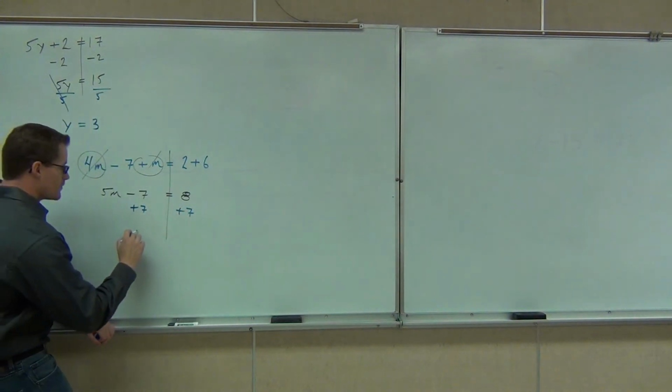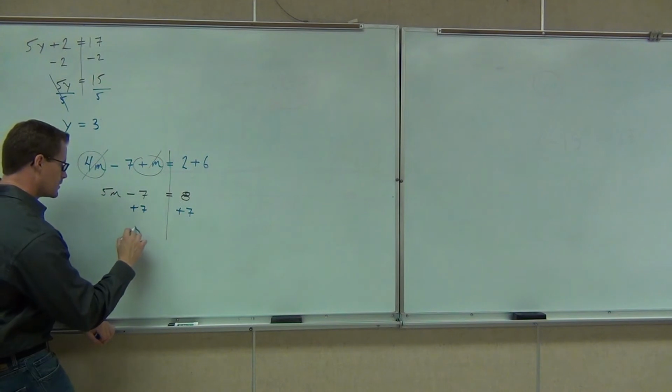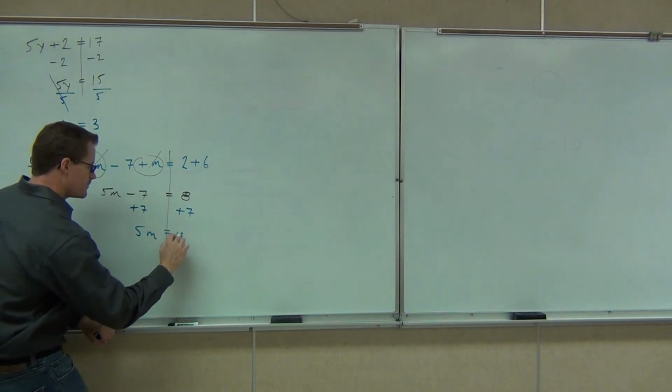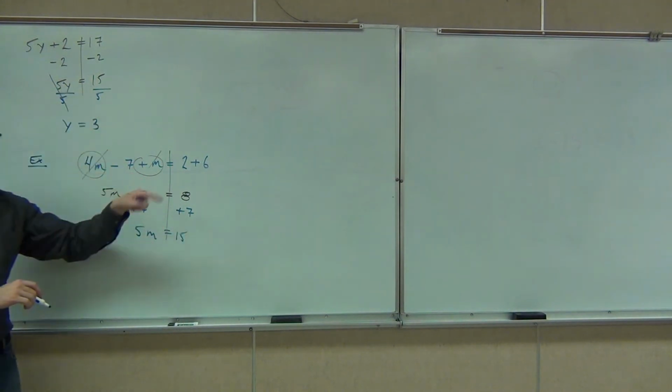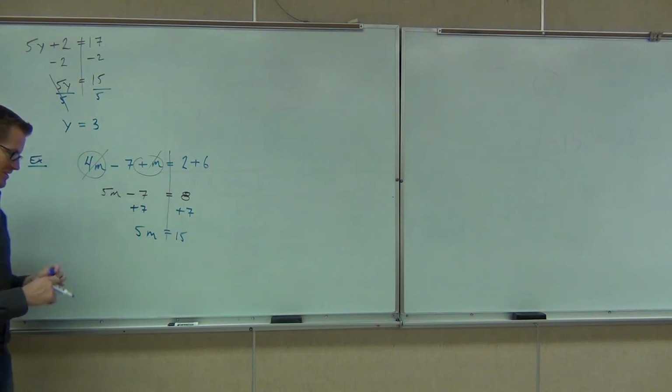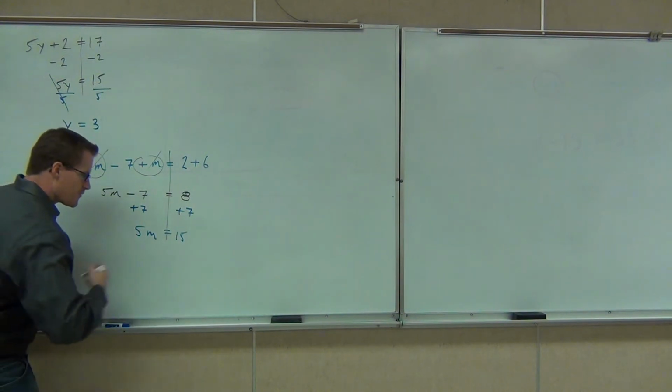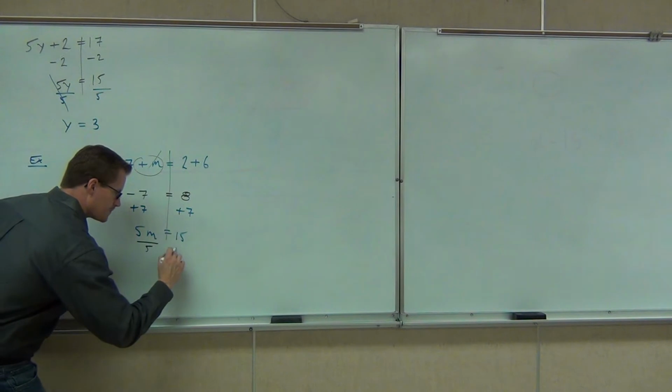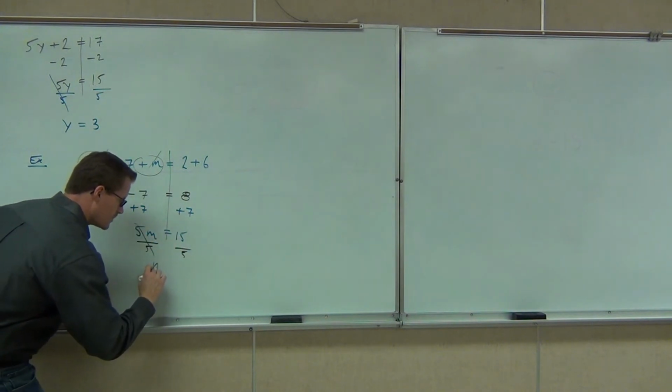So in our case, we get 5m equals 15. By the way, it doesn't always end up that way. It's not always going to be 3, I promise. Just in this coincidence. We divide by 5. That's always our last step to do. And we're going to get m equals 3.